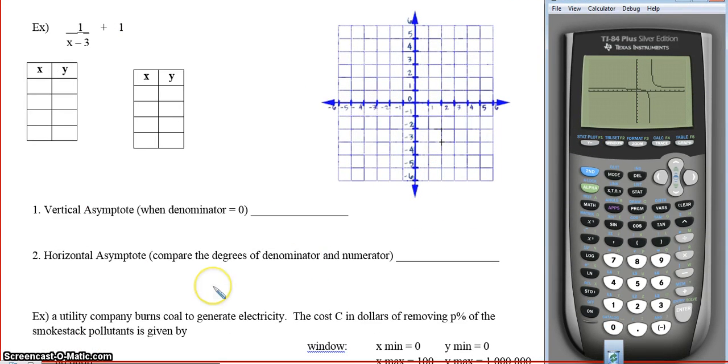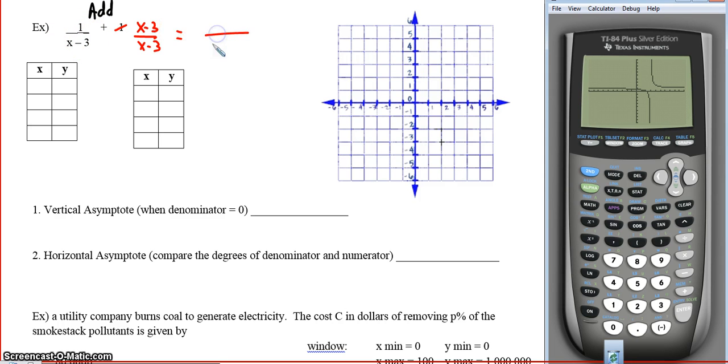Okay, for our next example, this time notice that I don't necessarily have a rational function. I have a fraction that I'm adding just a 1 to, so a constant. In order for me to graph this, what I need to do is add these together. Easiest way for me to add these together is to change this 1 to x minus 3 over x minus 3. And the reason I'm choosing x minus 3 over x minus 3 is that that's what my denominator is. So now I can actually add these together.